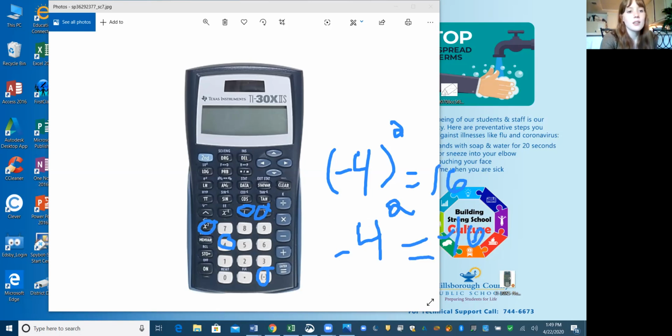And then finally, the other thing you might see is a negative on the outside of parentheses. You can put that in exactly how you see it. You can do the negative sign, then the parentheses, then the 4, then the parentheses, then the squared. And that will all get you the correct answer. This one should give you negative 16 as well. That is it for this calculator. If you have any questions, just send me a picture of the type of calculator you have and I can answer them.